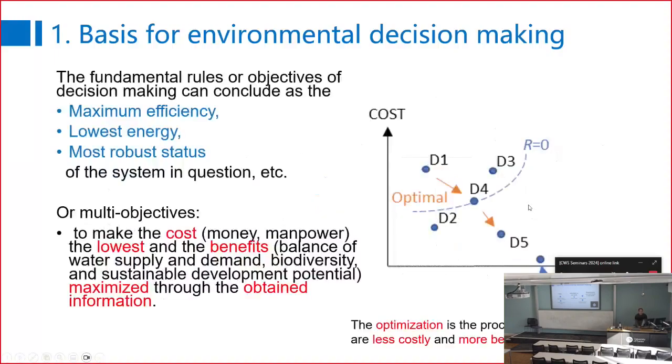Normally when making decisions, we think about the maximum efficiency of the system, or the lowest energy, or the most robust status of the system in question. I think we can find a lot of examples to fit those classifications. Then there is also multi-objective decision making or optimization, relative to cost and benefit.